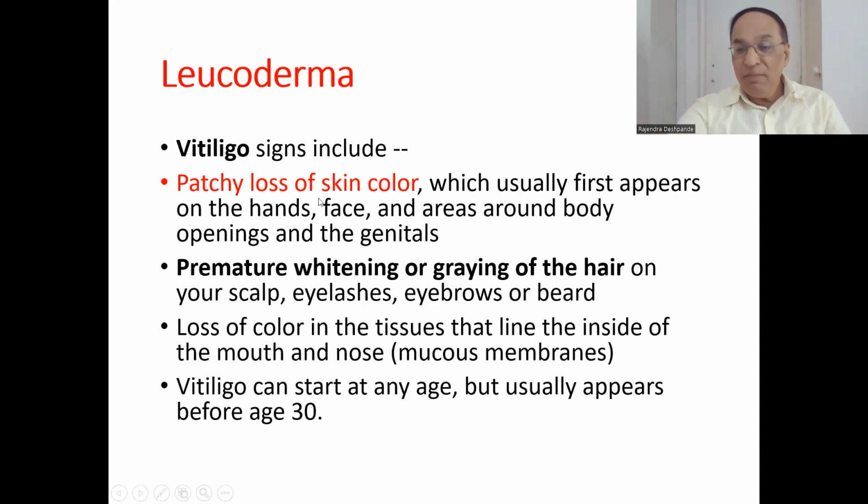Third disease is Leucoderma, or white hypopigmented patches on the skin, vitiligo. Patchy loss of skin color, melanin deficiency. The color-giving element here is melanin, M-E-L-A-N-I-N, brown color. If there is melanin deficiency, the skin turns white, which usually first appears on the hands and also the face, areas around the body openings and genitalia. There may be premature whitening or graying of the hair on your scalp, even the eyelashes, eyebrows, or the beard, and loss of color in the tissues that line the inside of the mouth and nose, the mucous membranes. Vitiligo can start at any age but usually appears before the age of 30.